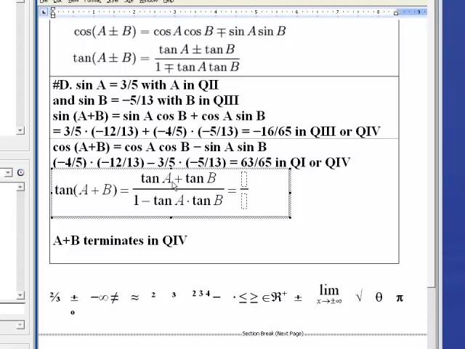Okay, tangent A, for the angle A, given the 3, 4, 5 triangle, of course we're going to come up with 3/4. But we are in quadrant 2 for angle A, so it needs to be a negative for the tangent. And we have plus tangent B. We have, let's see, 5, 13, and 12, so 5 over 12. And we're in quadrant 3 for that tangent, so it's a positive.